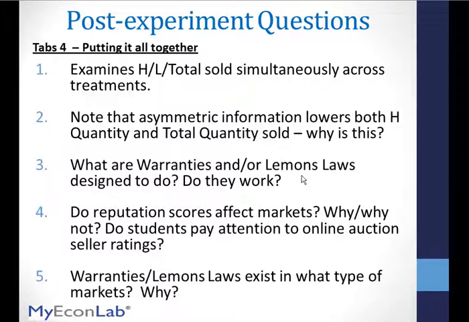Do they work? Do they work in the experiment? You can ask students, do you think they work in reality? Where do we see these Lemon Laws and these warranty laws in effect? We see more and more used cars now including warranties, something we used to not see in that particular market. Why do we see these sorts of things? What do we know about electronics? What types of goods have warranties and Lemon Laws? What types of goods don't? Do you think they work? It's a really important discussion of the role of information in a market.